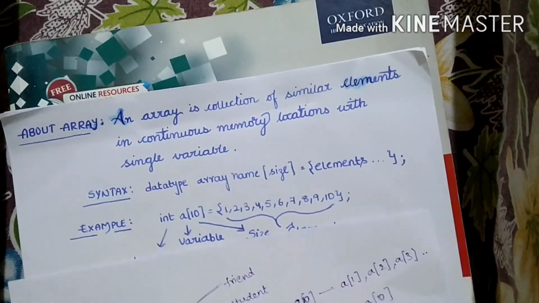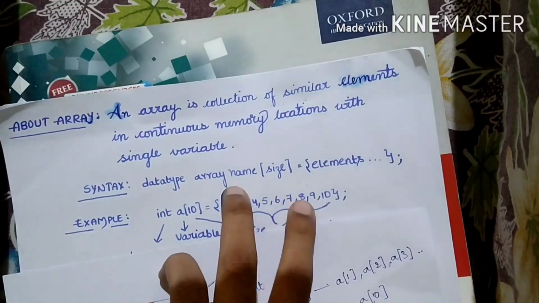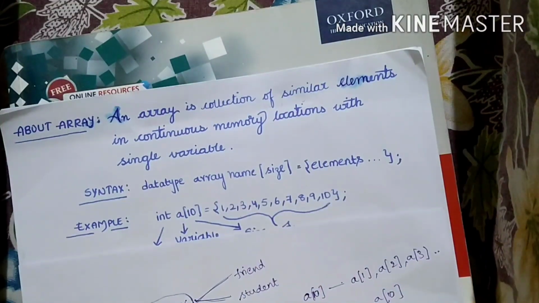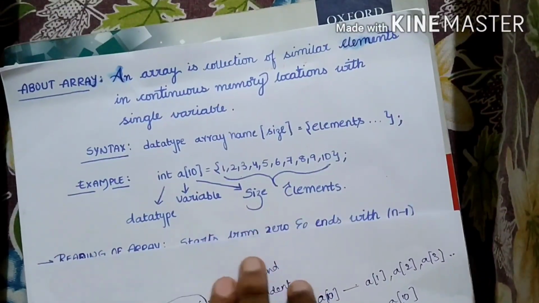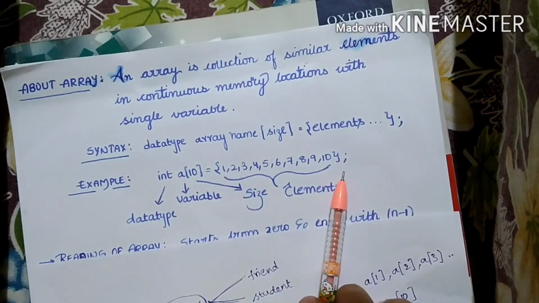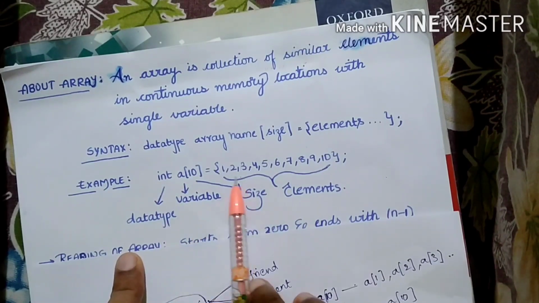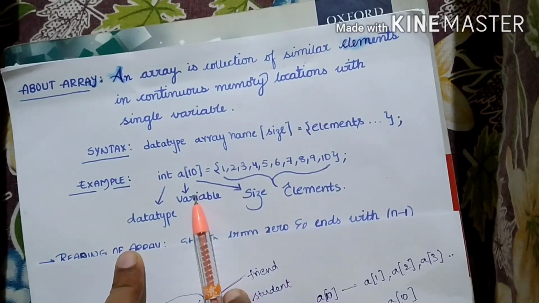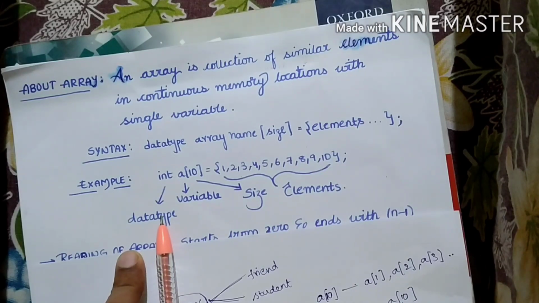So the actual syntax to define an array is this: data type, array name and its size, equals a set of elements. Let's take an example of that syntax. Here int a[10] is equal to a set of 1 to 10 elements. int is a data type which says that elements are of integer type, 1, 2, 3, 4 and so on. Those are all integers, so we represent the data type as int.